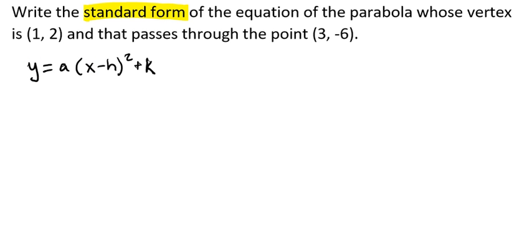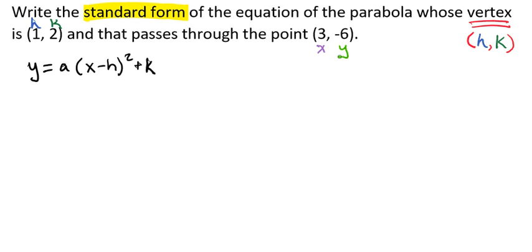Let's look at our equation and see what it gives us. Right now it's giving us that the vertex is (1, 2). Remember that our vertex is made up of the point (h, k). So here's our h and here's our k, and that tells us that our 1 is our h and our 2 is our k. It says it passes through the point (3, -6). This is just a point, so it's our x and our y value.